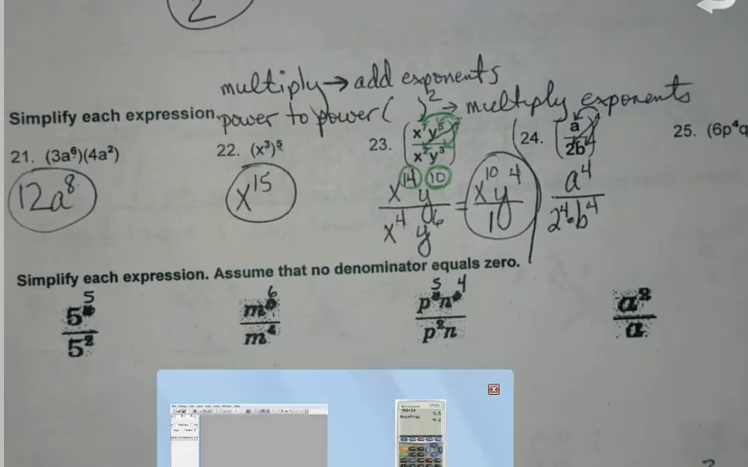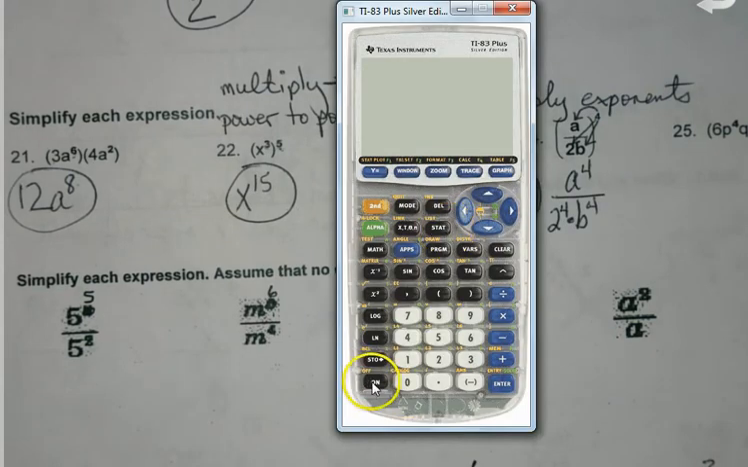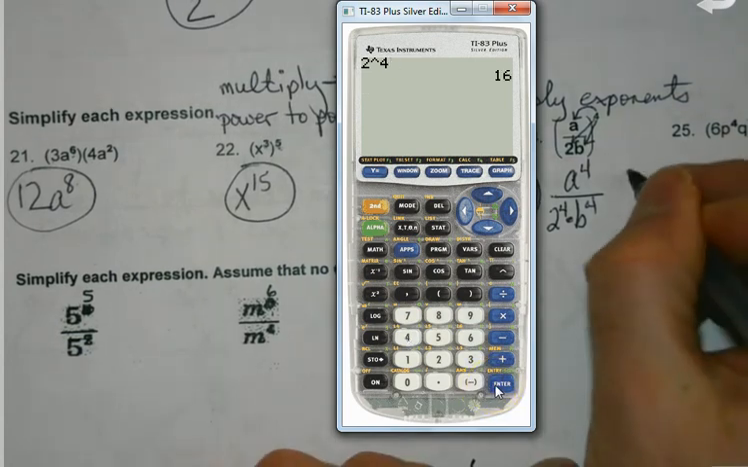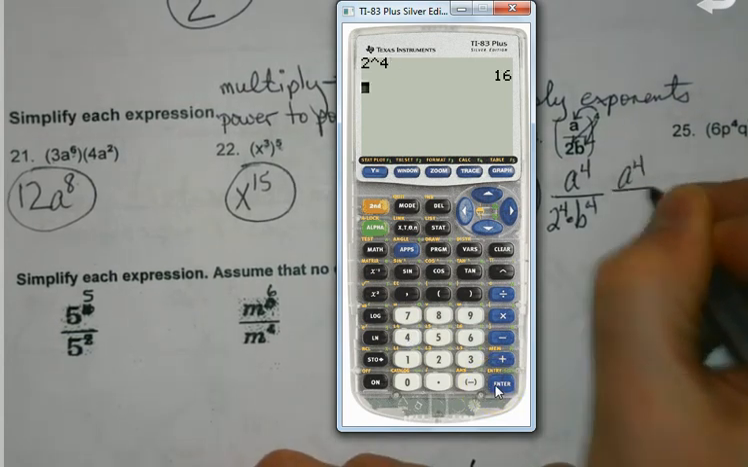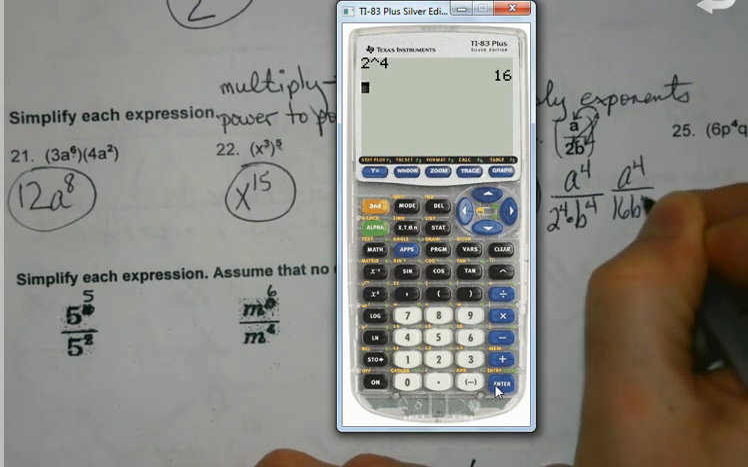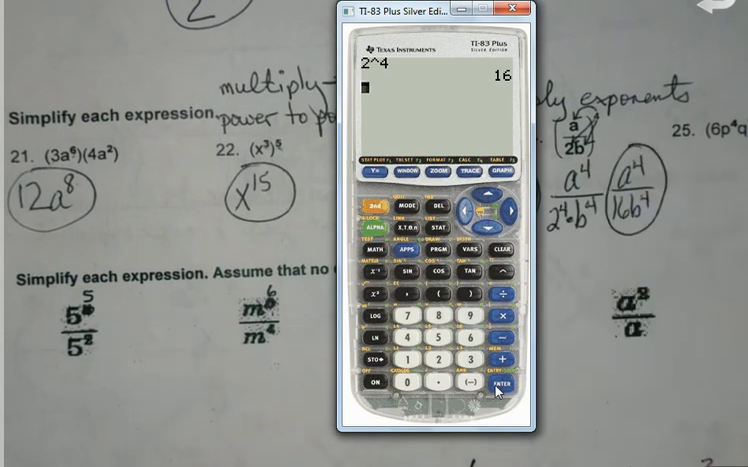Just a reminder again, 2 to the 4th does not equal 8. If you're not sure, you can go to the calculator, and again, this little up arrow is called a caret, not like the ones you eat, is the kind of my exponent button. So 2 to the 4th power is 16. So I'd write my final answer like that.